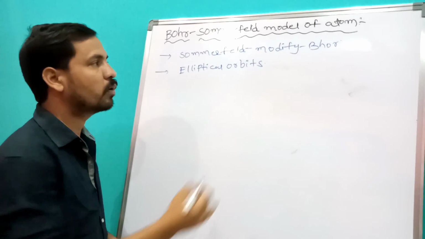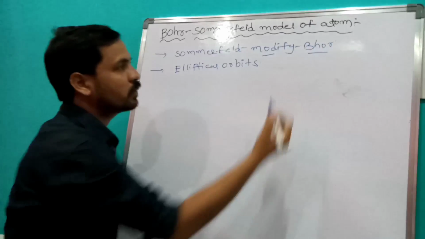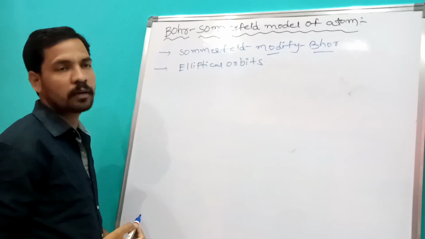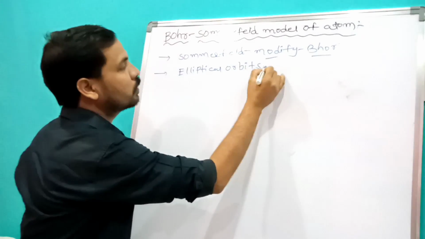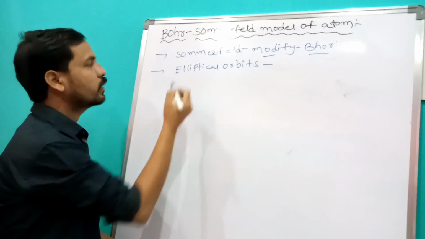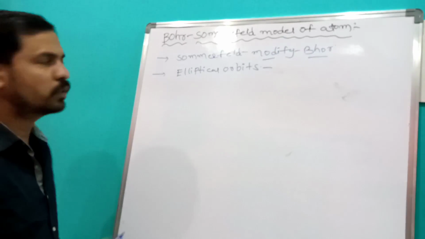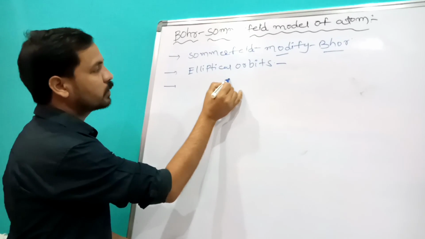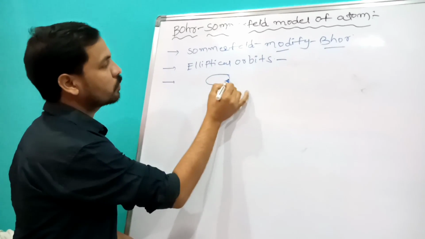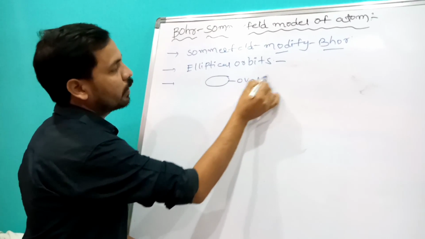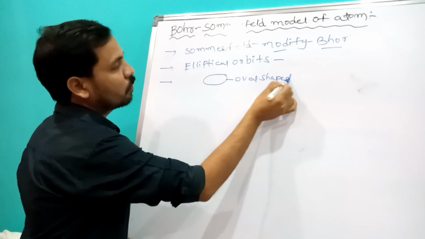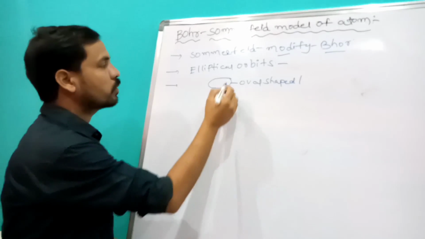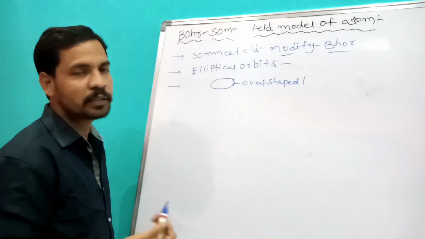So Sommerfeld modifies Bohr's model by adding the elliptical orbits to it. What is the meaning of elliptical orbits? Those are egg-shaped or oval-shaped orbits, which are called elliptical orbits. So elliptical orbits are present in an oval or egg shape.